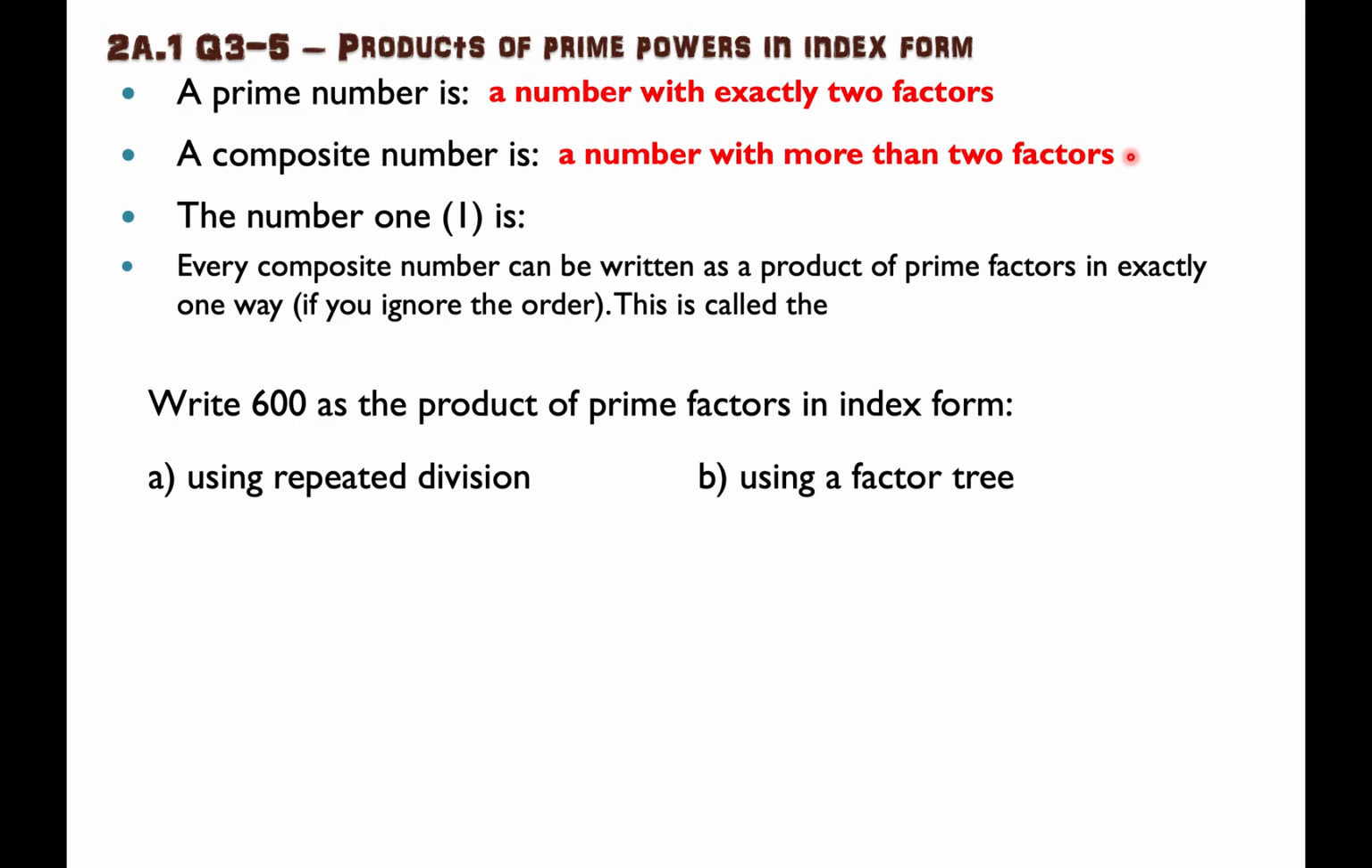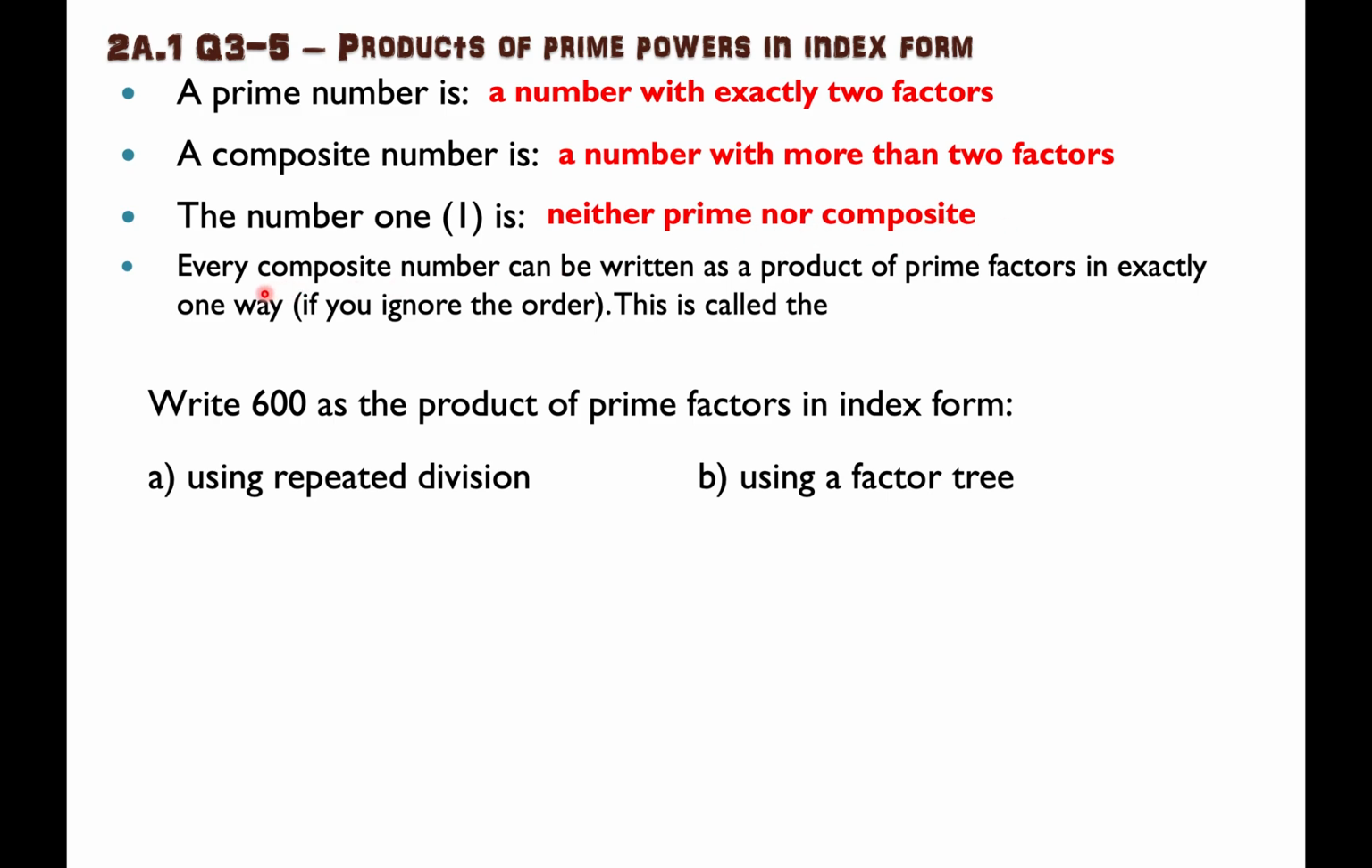A composite number is a number with more than two factors, like 6. 6 has quite a few factors. 1 goes into it, 2 goes into it, 3 and 6 all go into it. The number 1 is special. The number 1 is not prime and it's not composite. It's its own special number.